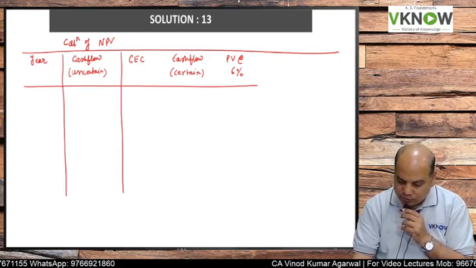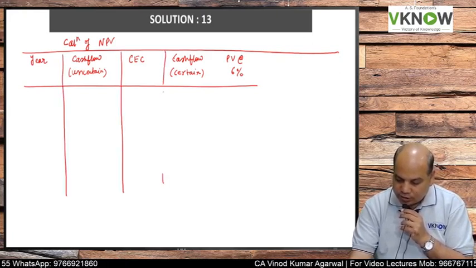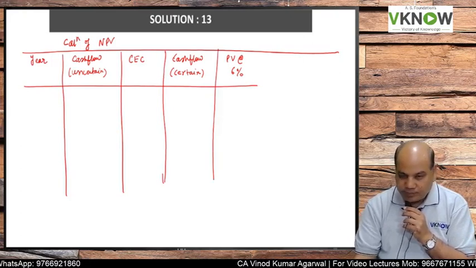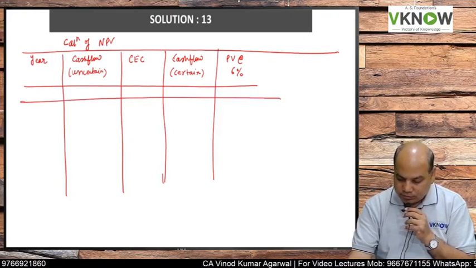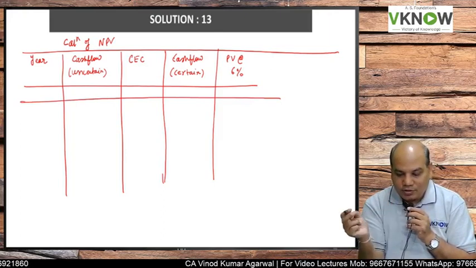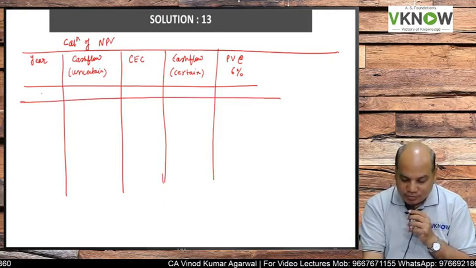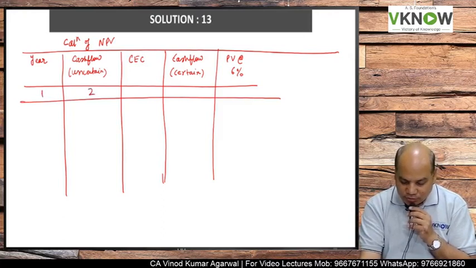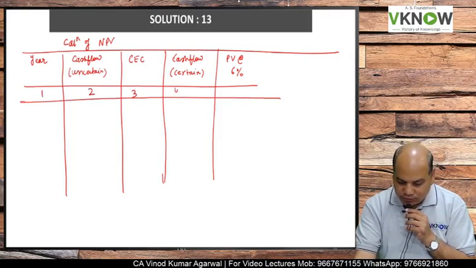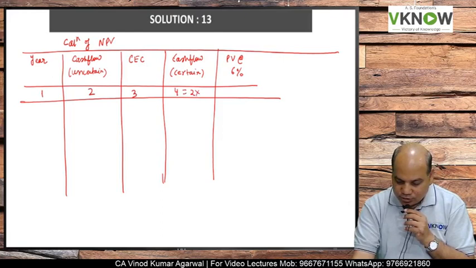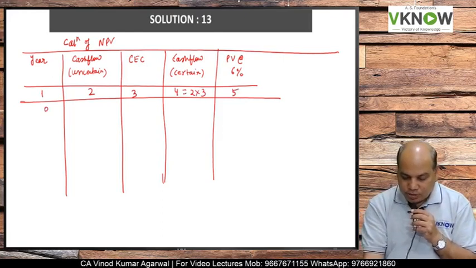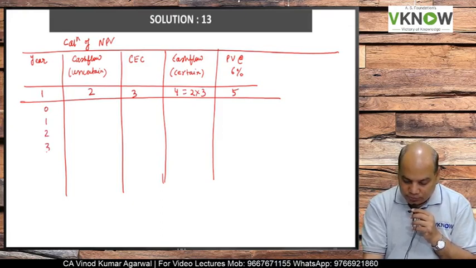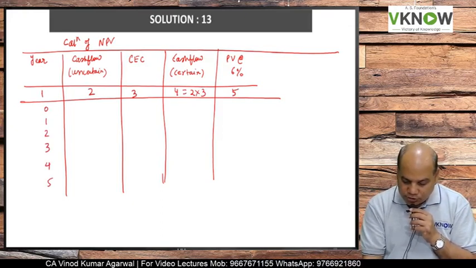Directly we will calculate present value. Is the factor written in the question book? Factor at 6% is not written, the rate is written. Column numbers 1, 2, 3, 4. Column 4 is 2 into 3, and column 5 is present value. Then you copy the first 3 columns from the question as it is.